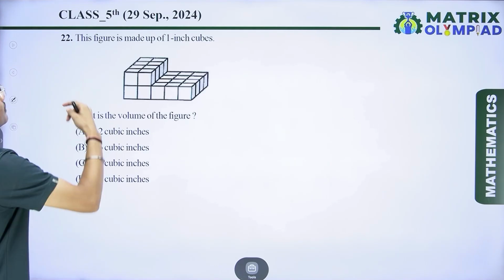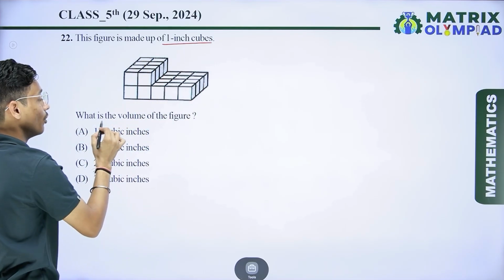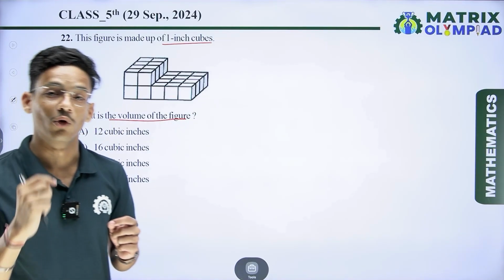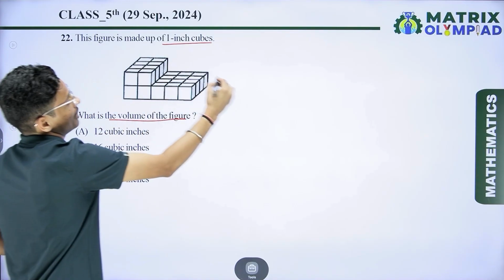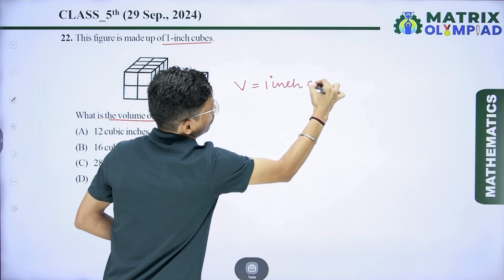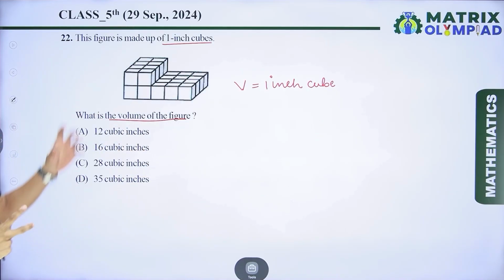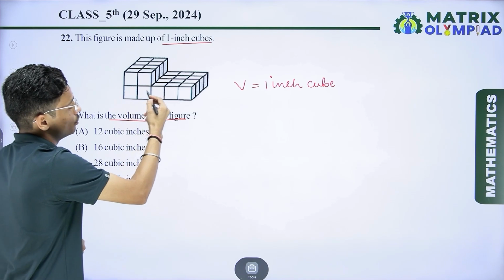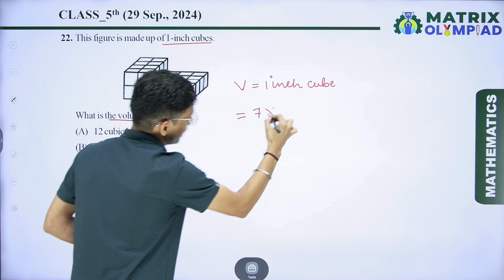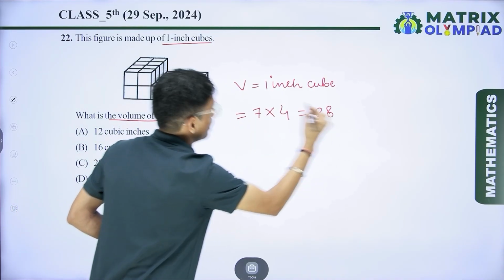Now question number 2: this figure is made up of 1 inch cubes. What is the total volume of the figure? Here we are given that the volume of one cube is 1 inch cube. Now we have to find the volume of the whole figure. Let's see how many cubes there are. 1, 2, 3, 4, 5, 6, 7. So in one row we have 7 cubes, multiplied by columns 1, 2, 3, 4. So there are 28 cubes here.